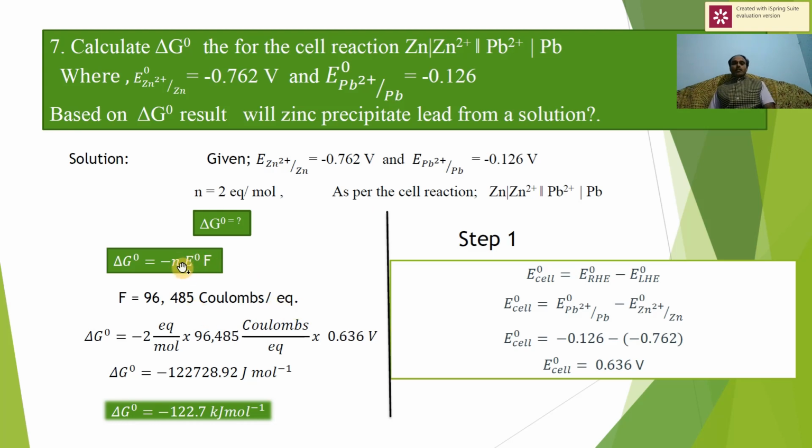Okay, now in order to calculate this delta G naught, N is there, F is there. What is E naught? E naught is given in the step 1 problem. E naught is calculated from these two reduction potentials. That is, the standard electrode potential of the cell is equal to the standard potential of the right hand electrode minus the standard potential of the left hand electrode, that is E naught RHE minus E naught LHE.